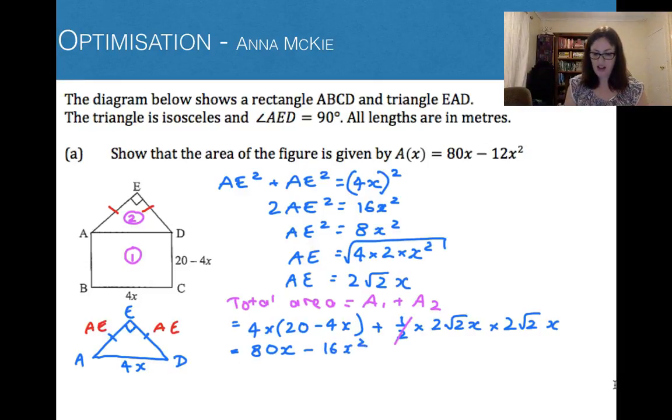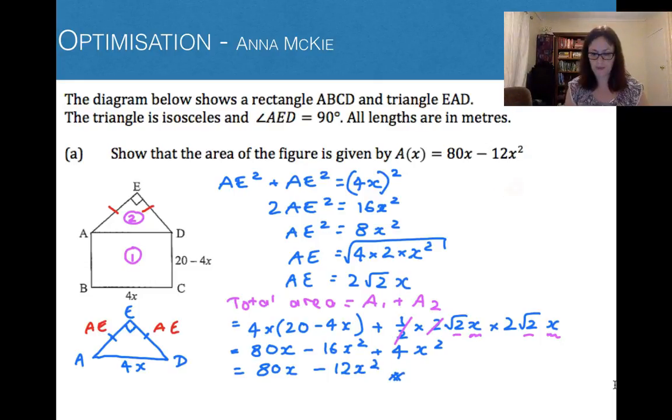Now we're going to simplify each of these. Expand this bracket to get 80x, take 16x squared. What happens here? The half and the 2 will cancel. This root 2 and root 2 will become 2, and this x will multiply with this x. So 2 times 2 is 4, so we've got 4x squared. Collecting like terms, 80x, take 12x squared. And that's what we were asked to show.